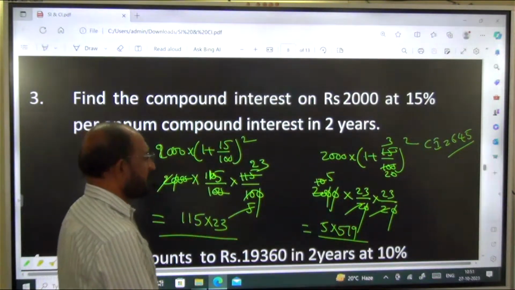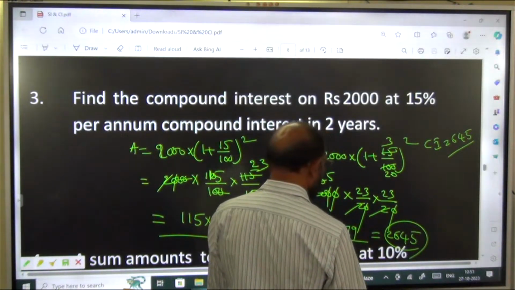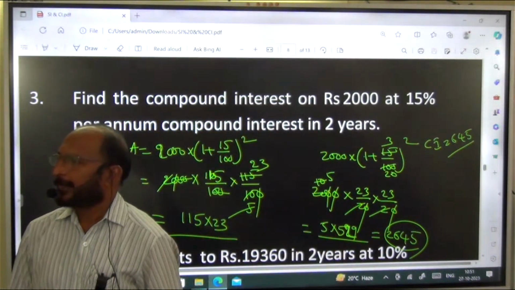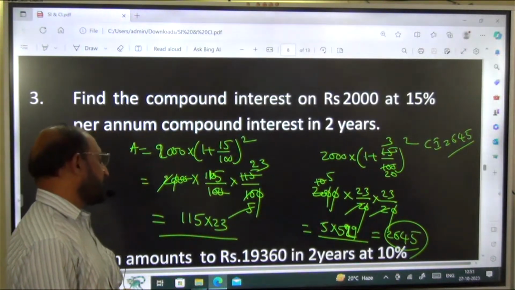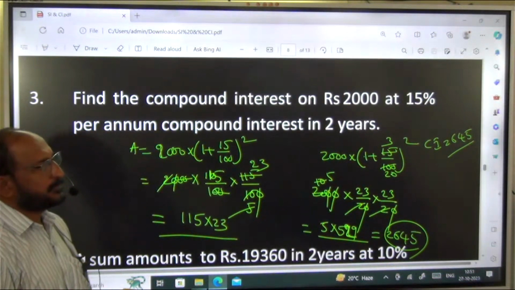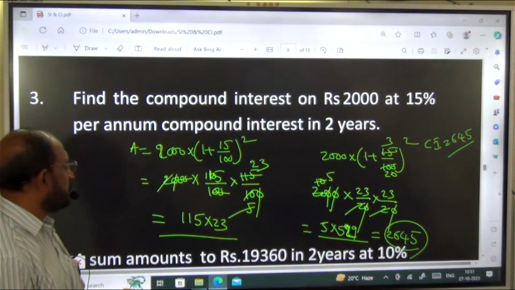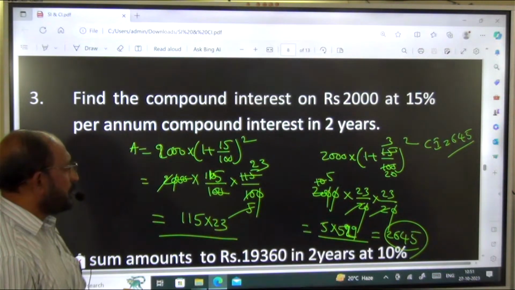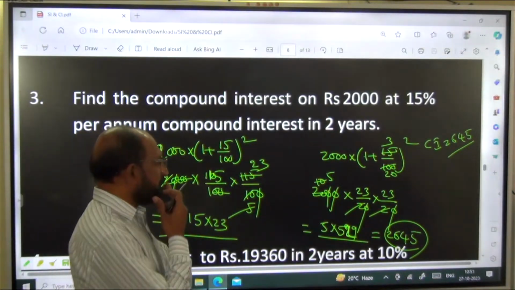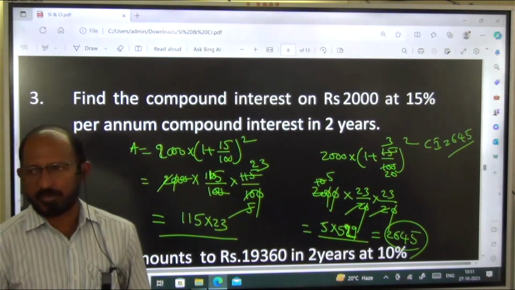What's the answer? 2645. 529, sorry. 2645. So compound interest means subtract the 2000 from that amount. 2645 minus 2000 to get compound interest. Compound interest is equal to 645, which is the absolutely correct answer.